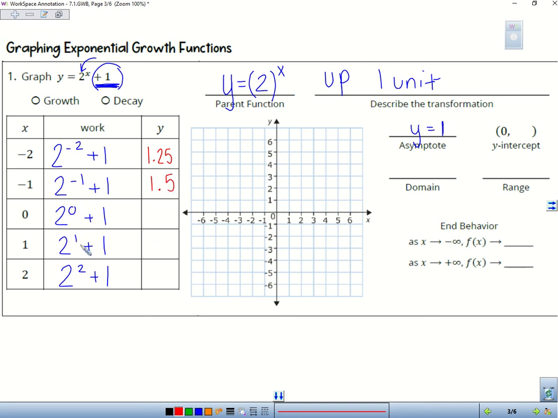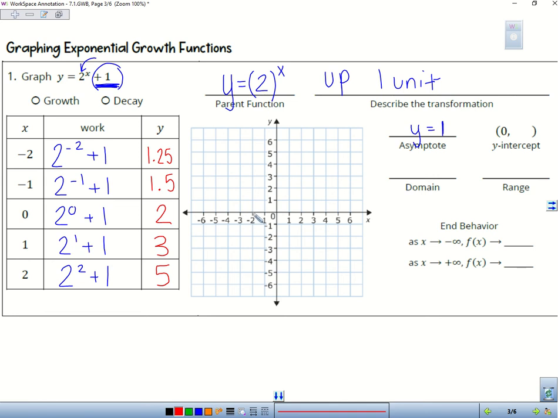Anything to the 0 power is, don't say 0. 1. What's 1 plus 1? 2. Good. What's 2 to the first power? 2. 2 plus 1 is 3. And 2 to the second power? 4. 4 plus 1, so the answer is 5. Good. Alright, so now we're going to plot these points.